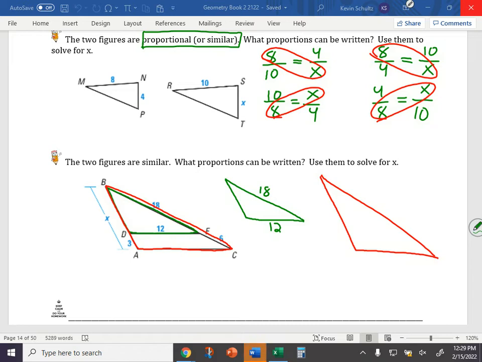What's that left side of the green triangle? What this is saying is that x is from here all the way down to here. But the distance from D to A is 3. What would that mean the length of that left side of that green triangle is? X minus 3, right? It's the whole thing minus the part that's not the green triangle. So this would be x minus 3.